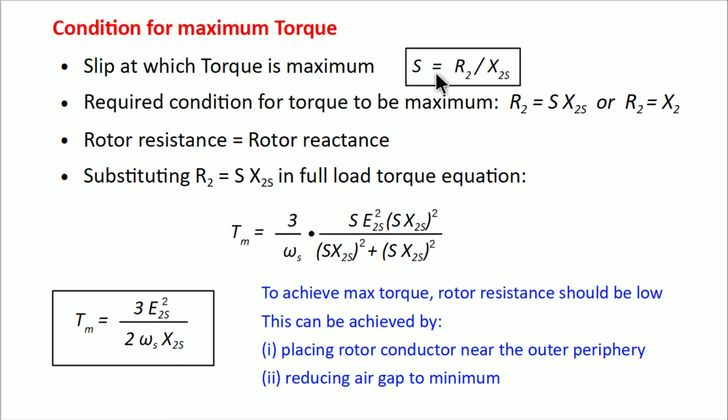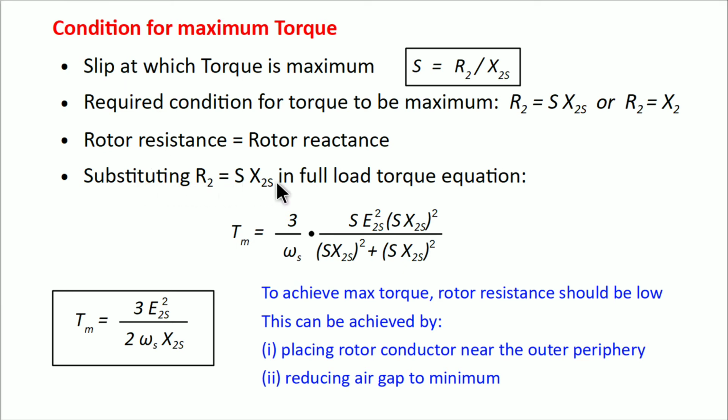So we have two conditions for torque to be maximum. One is that R2 should be equal to S X2S, or we can say that slip should be equal to R2 over X2S. Both conditions satisfy maximum torque. Under these conditions, the torque will be maximum. Or in simple words, we can say when rotor resistance is equal to rotor reactance, the torque will be maximum.